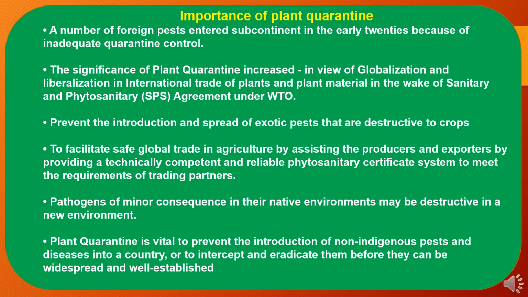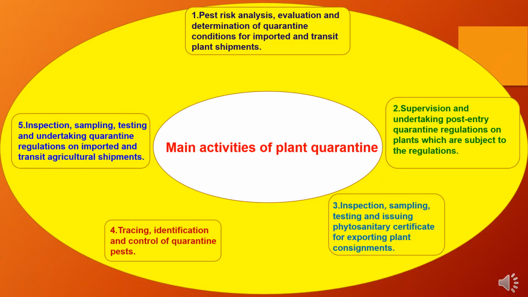Because of plant quarantine, the pathogens of minor consequence in their native environment, which may be destructive in a new environment, can be controlled. Plant quarantine is vital to prevent the introduction of non-indigenous pests and diseases into a country, or to intercept and eradicate them before they can be widespread and well established in new locations.